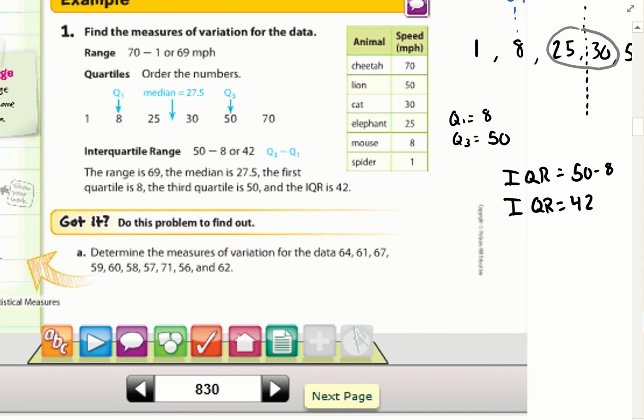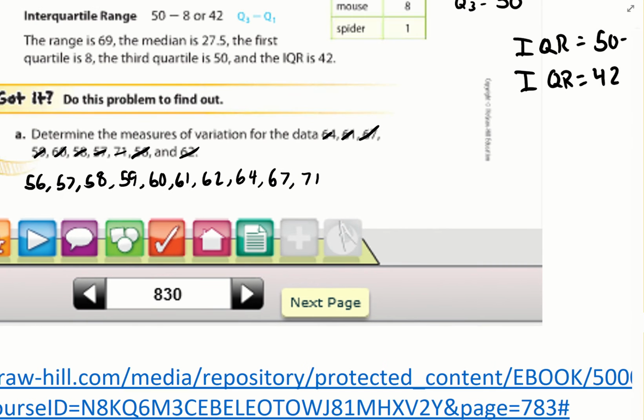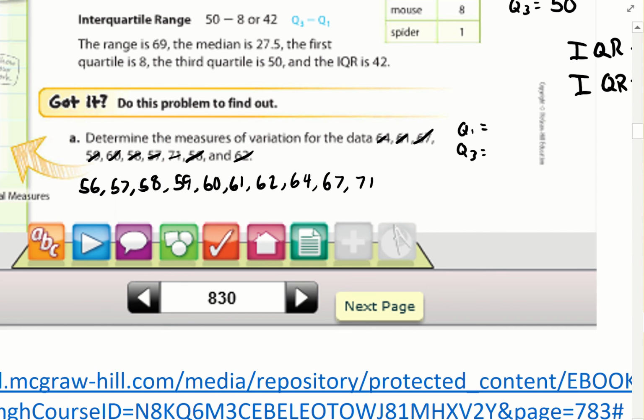So go ahead and try A. Okay, so I have my numbers from least to greatest. I'm going to find Q1 and Q3, so I have to find the middle. So 1, 2, 3, 4, 5, 6, 7, 8, 9, 10. So 1, 2, 3, 4, 5. So this is my median, which is 60.5, but I won't be needing it.